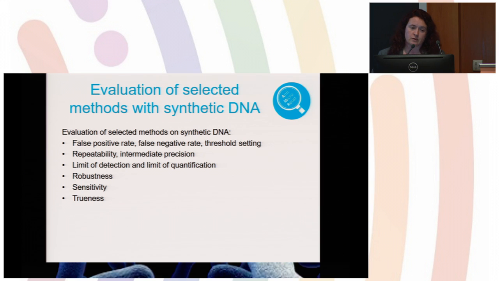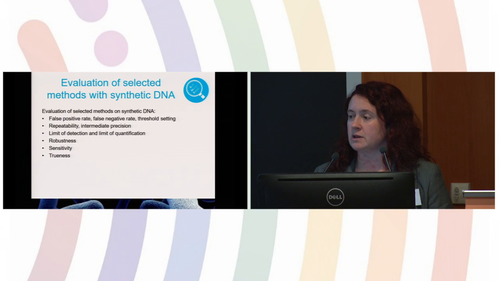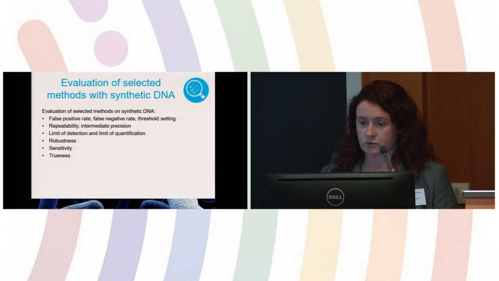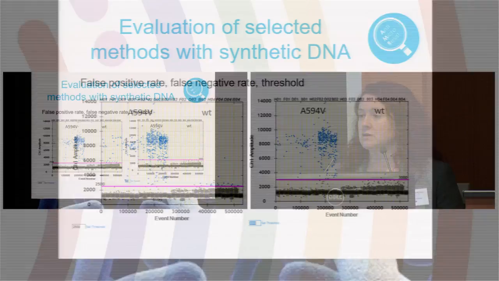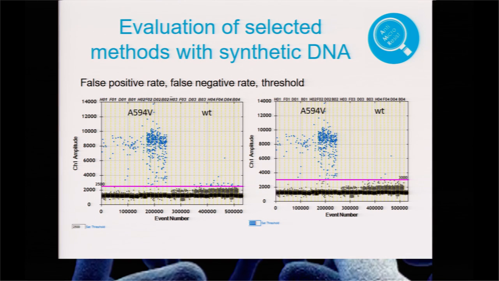We were looking for false positive and false negative rate. We were looking for threshold settings, repeatability, and intermediate precision, of course limit of detection and quantification, robustness, sensitivity, and finally also trueness. This is an example of how we were looking for false positive and false negative rate and thresholds.